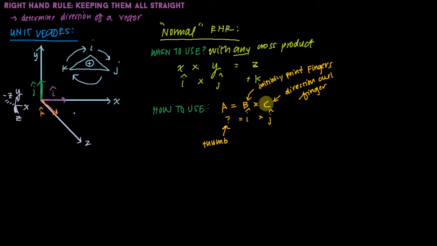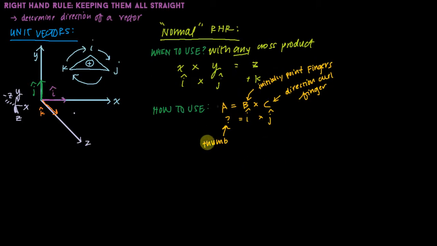The second thing you need to know is the order of the cross product matters. So B cross C is not the same thing as C cross B. You need to make sure that you're doing this in the right order every time. Otherwise, you're going to get a sign error. And trust me, it's easy to do if you use your left hand or you get this in the wrong direction.